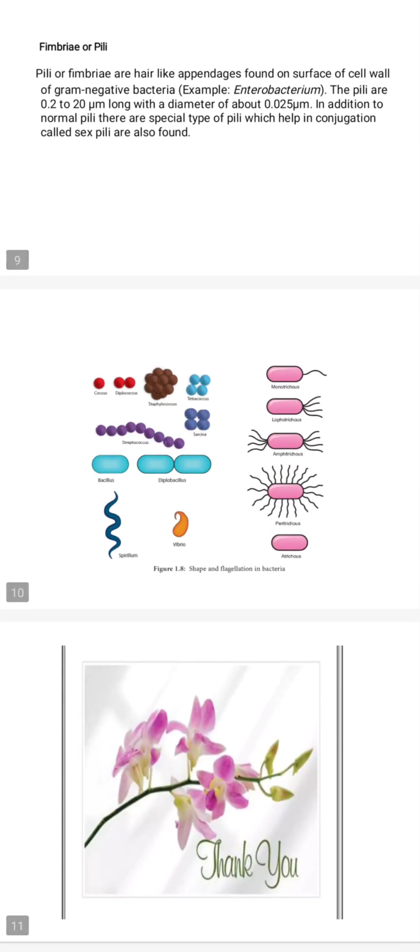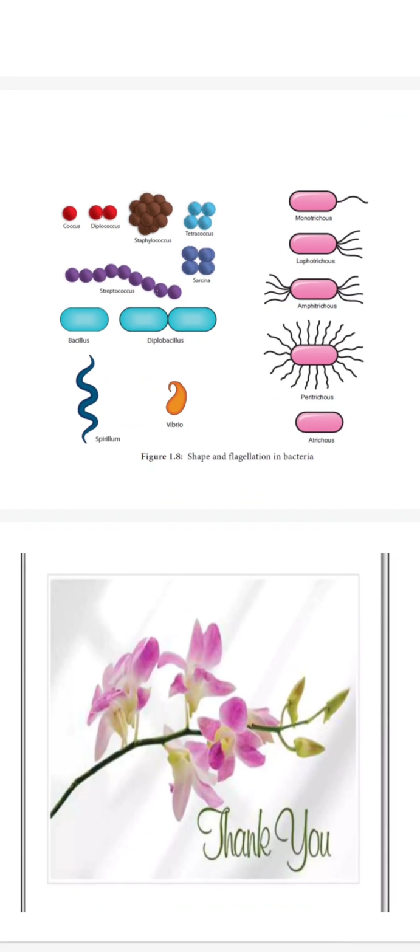In this slide you can see the different shapes of bacteria. Coccus, diplococcus. When a circular bacterium is there, that is called coccus. When two bacterial cells are there, that is called diplococcus. When a bunch of cocci bacterial cells are there, that is called staphylococcus. When four cocci bacterial cells are there, that is called tetracoccus. If a single chain is there, that is called streptococcus.